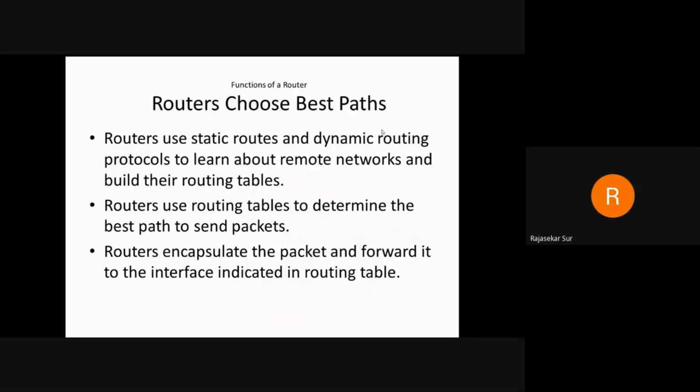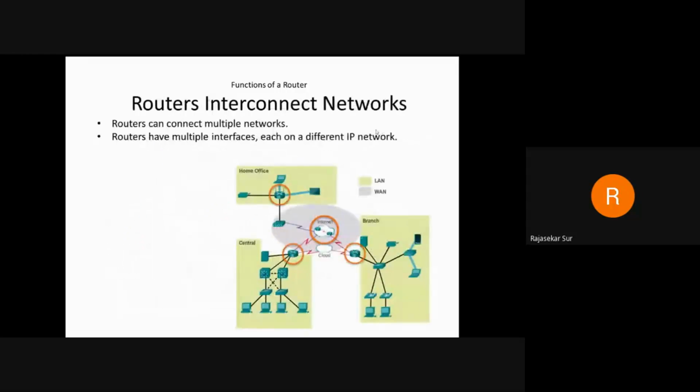We continue. A router chooses the best path. What is the best path, teacher? Best path means you will have many paths. See here, I am here. Follow the mouse. I am here and I want to reach this network. I want to go to the home office. So the router is going to choose the best path. The packet will go like this, then from here it will go like this. This is path 1.